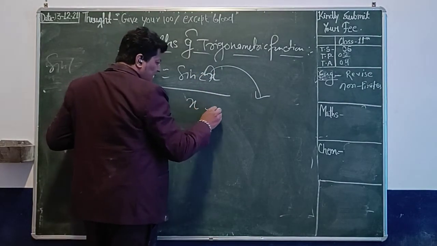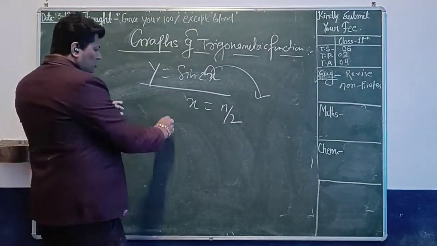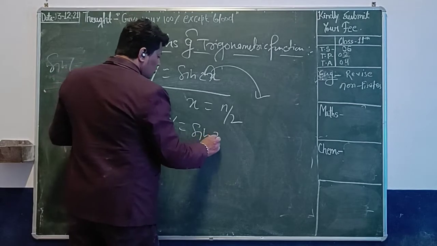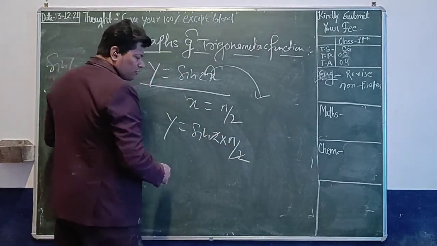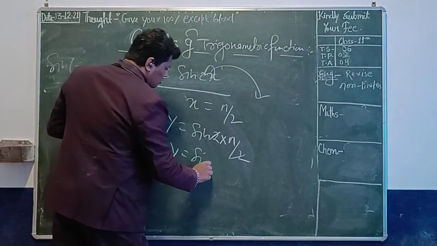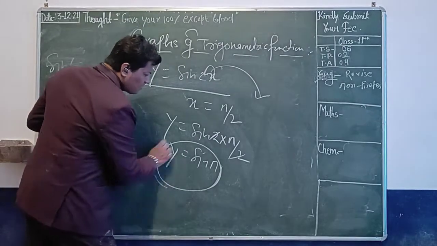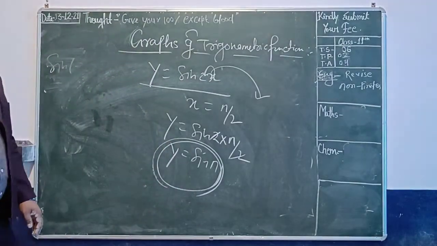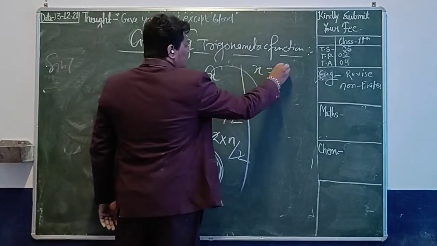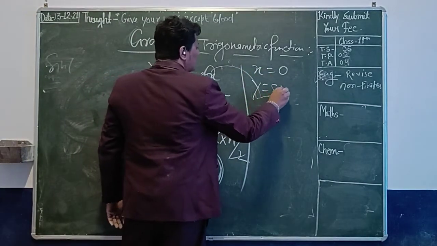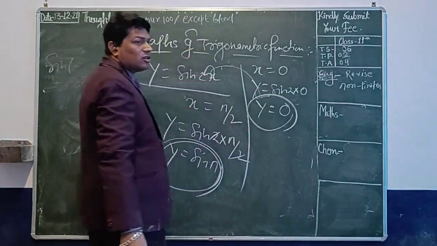Let us suppose you take x equal to pi by 2. Then y equal to sin 2 into pi by 2. Is it clear? The 2 will cancel out, and when you take x equal to pi by 2, it gives the value sin pi. Is it clear? If you take x equal to 0, y equal to sin 2 into 0, that is sin 0, equal to 0.